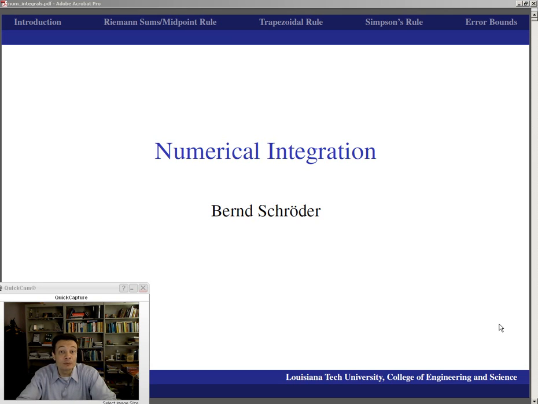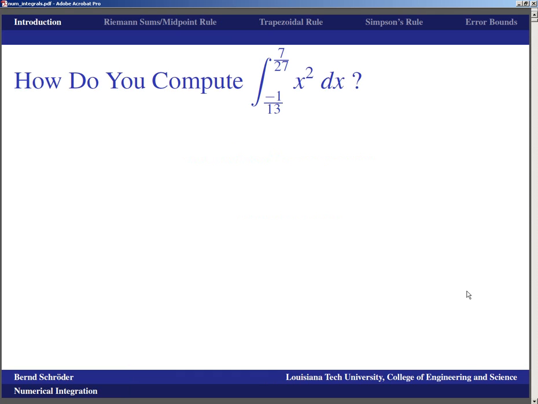Let's take a look at what numerical integration can do for us, and we'll start with a fictitious conversation that you and I might even have in the classroom. So, what do we have here? Let's start with a question. How do you compute the integral from negative 1/13 to 7/27 of x squared dx?